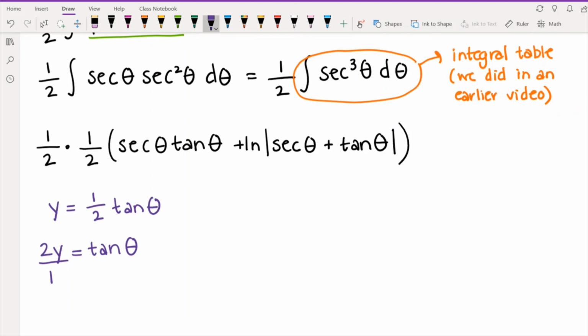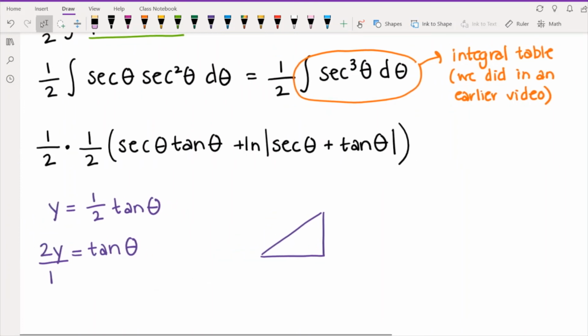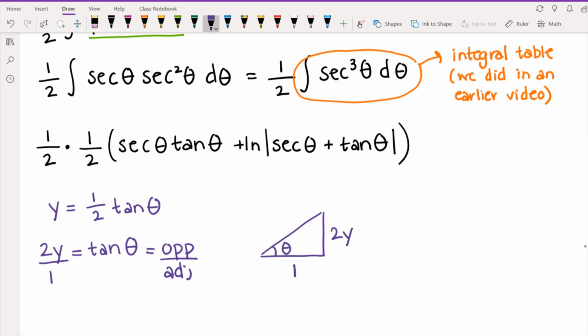And so that means that in our triangle, so what is tangent? Tangent is opposite over adjacent, right? So when we draw our triangle, we want to put our opposite side as 2y and our adjacent side as 1. And so that means if you use the Pythagorean theorem, you should get that the hypotenuse is going to be the square root of 1 plus 4y squared.